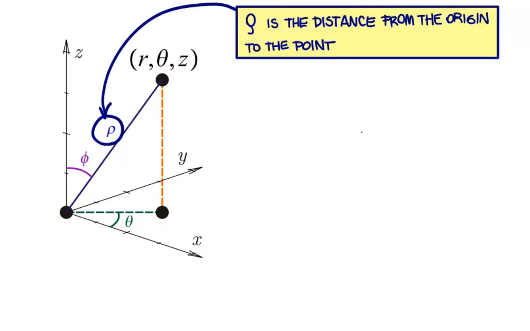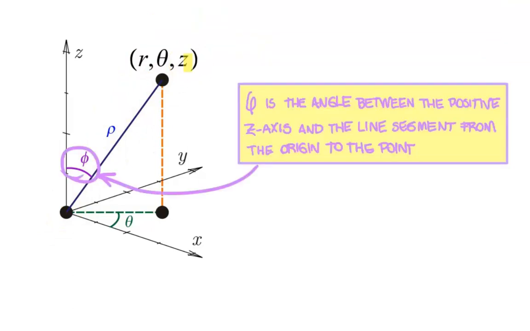First of all, what are going to be the numbers describing the point? Now, the first number is going to be the distance from the origin to the point. That's called rho. In particular, notice that rho squared is going to be equal to x squared plus y squared plus z squared, just because it's going to give you the distance to the point. Phi is the angle between the positive z-axis and the line segment from the origin to the point. So you take this line segment and you take the angle that makes with the positive z-axis, and that's going to be phi. So we have rho and phi. And the other one is going to be theta, that we already know.